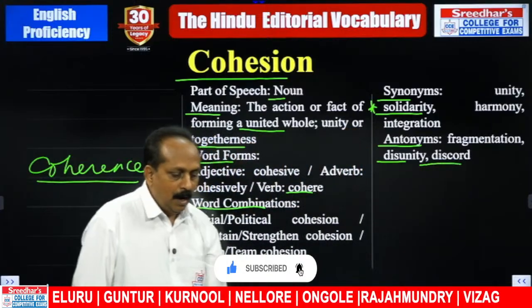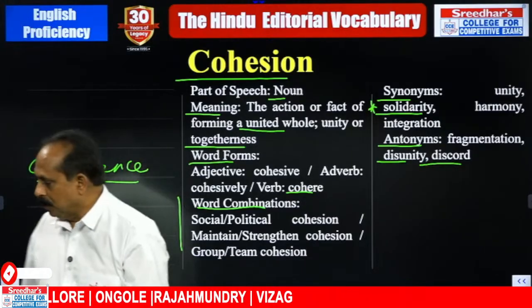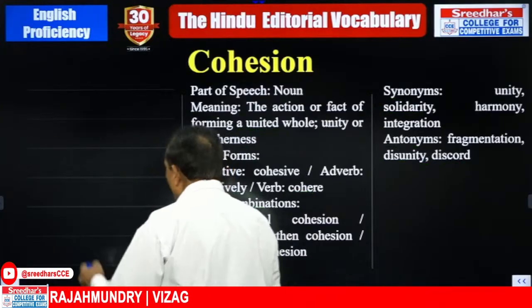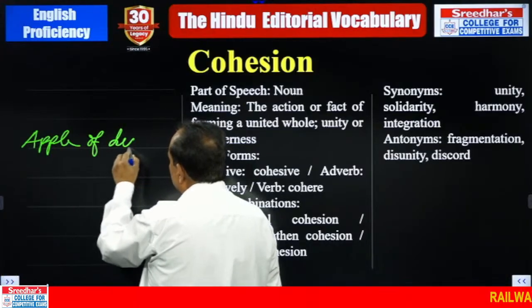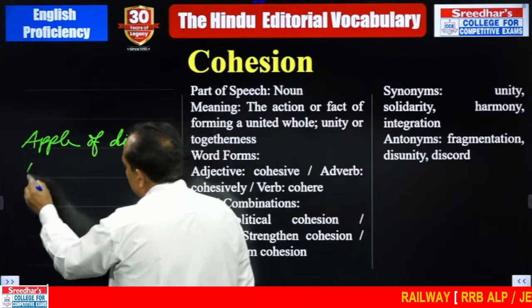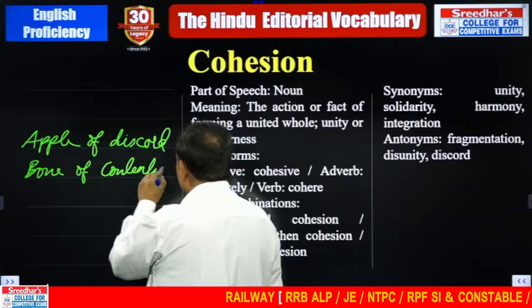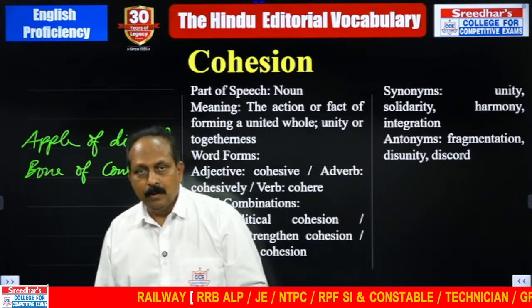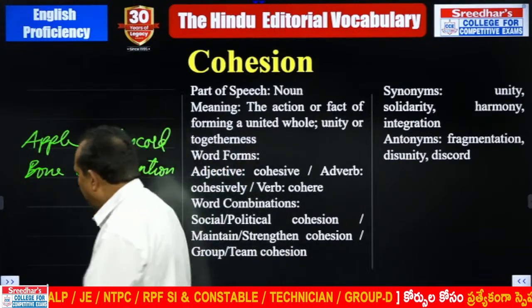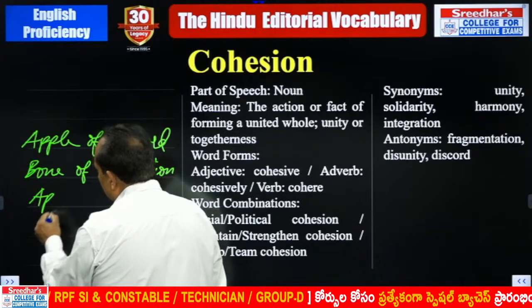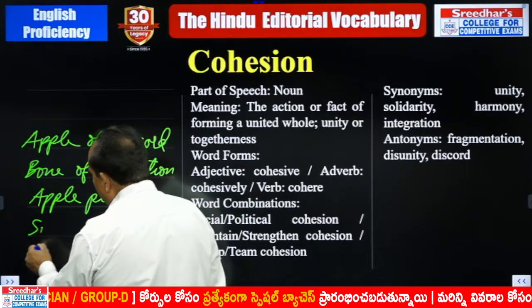disunity, and discord. As a smart learner, when you see the word discord, you have to think of 2 idioms. What are those 2 idioms? Our students know. One is apple of discord. The other one, bone of contention. Apple of discord, bone of contention. What do they mean? Cause of dispute. And based on the word apple, you should recollect 2 more idioms. Apple pie order and spick and span.